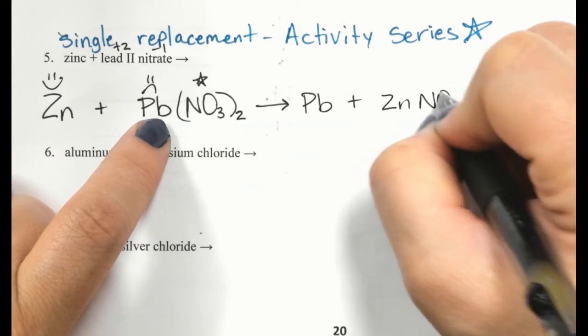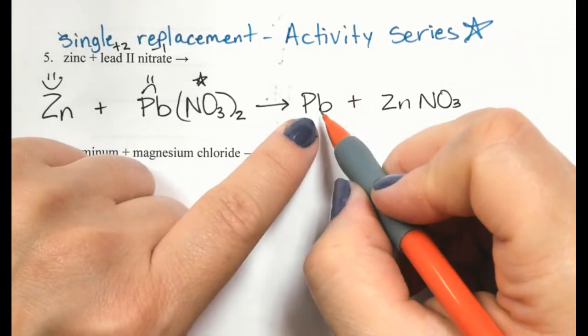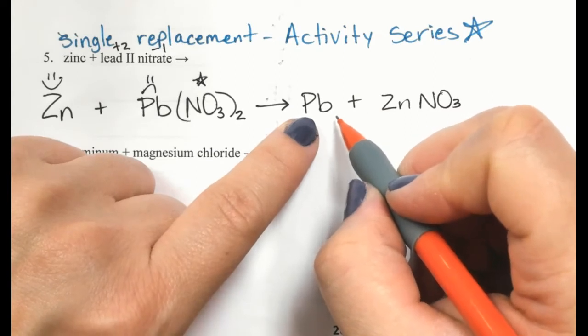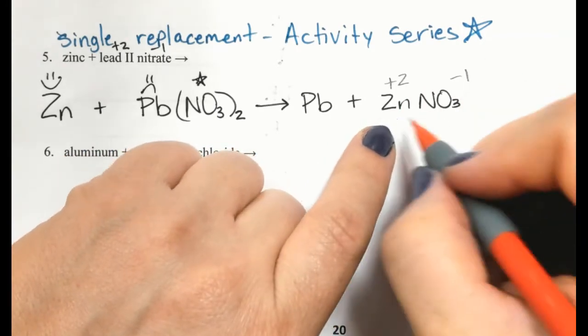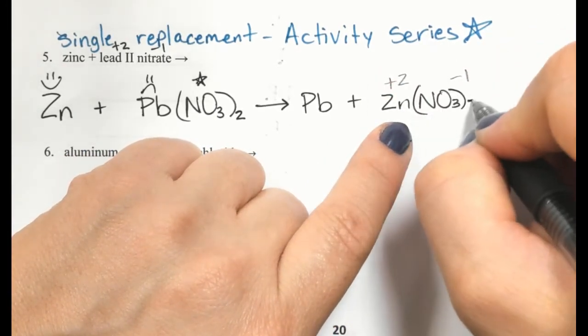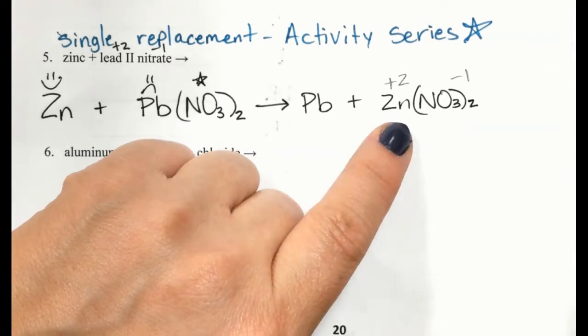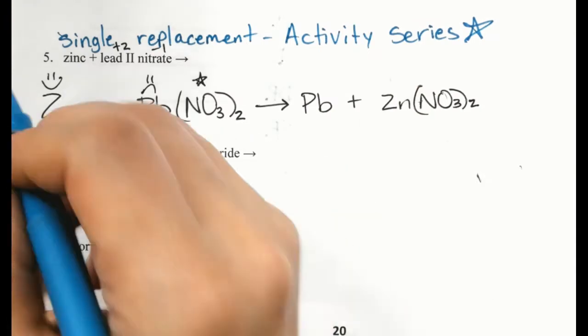On the right side of the equation, is that a diatomic? No, it's not, so I don't need a little 2. But I do need to balance these charges, +2 -1, crisscross. That's going to give me 1 zinc and 2 nitrates. And now that my charges are balanced, I can balance the coefficients.